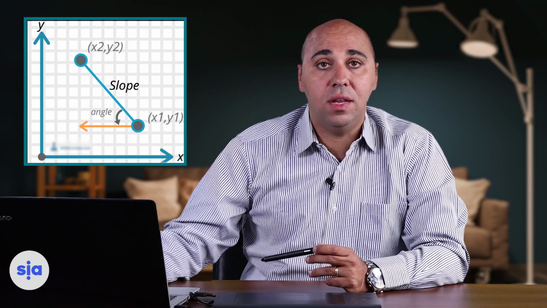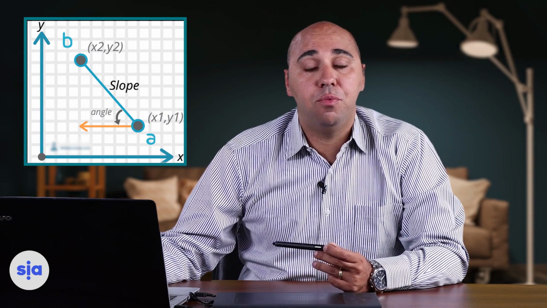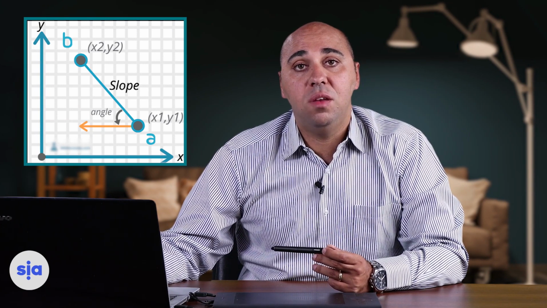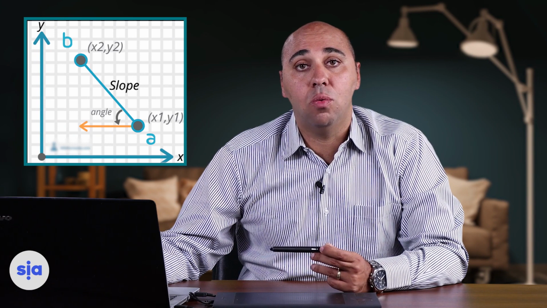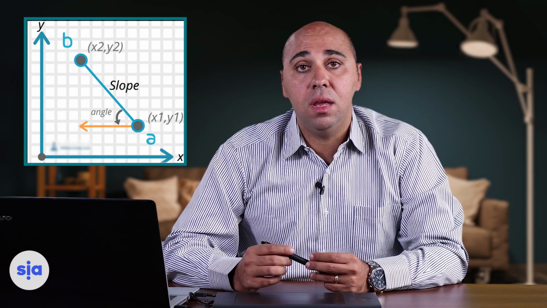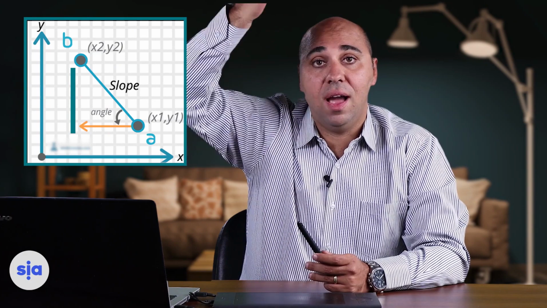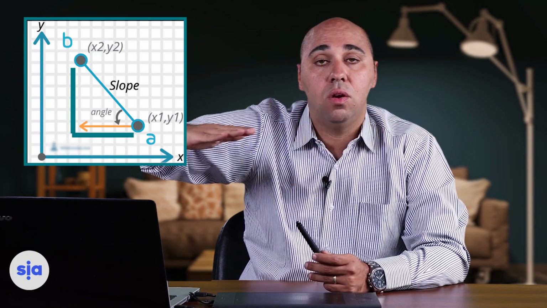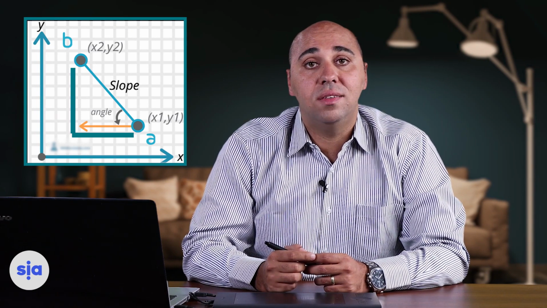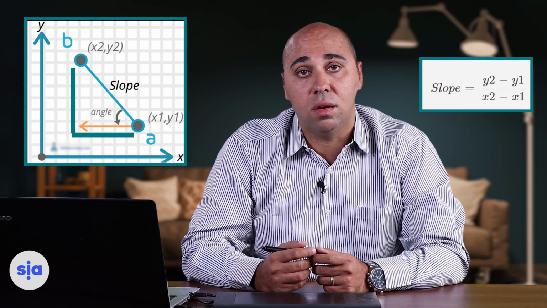If we have 2 points, A and B, for example, if point A has coordinates x1 and y1, and point B has coordinates x2 and y2, then to find the slope of line AB, we make its rise, the change in the y-axis, over run, which is the change in the x-axis. Or we can say it as y2 minus y1 over x2 minus x1.